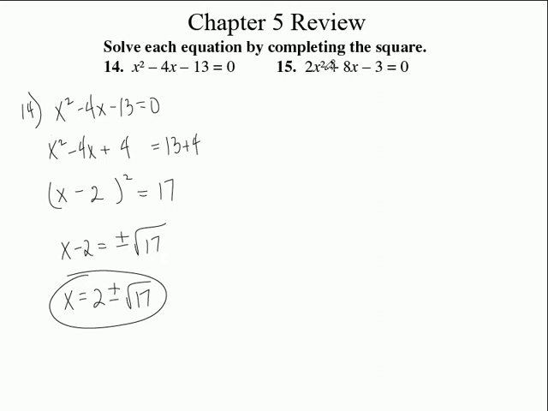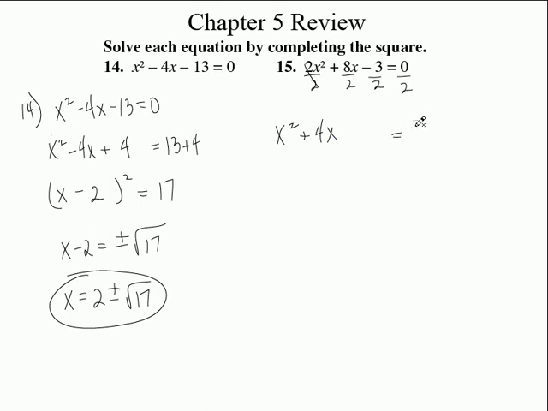Number 15. This one's a little more complicated because of the 2 out in front. So let's get rid of that 2 right off the bat. We're going to do that by dividing both sides by 2. Divide this by 2, by 2, by 2. And of course you're dividing that side by 2 as well, but 0 divided by 2 is just going to be 0. So let's see what happens. We get x squared plus 4x. We know we're going to check that on the other side, so let's do that.